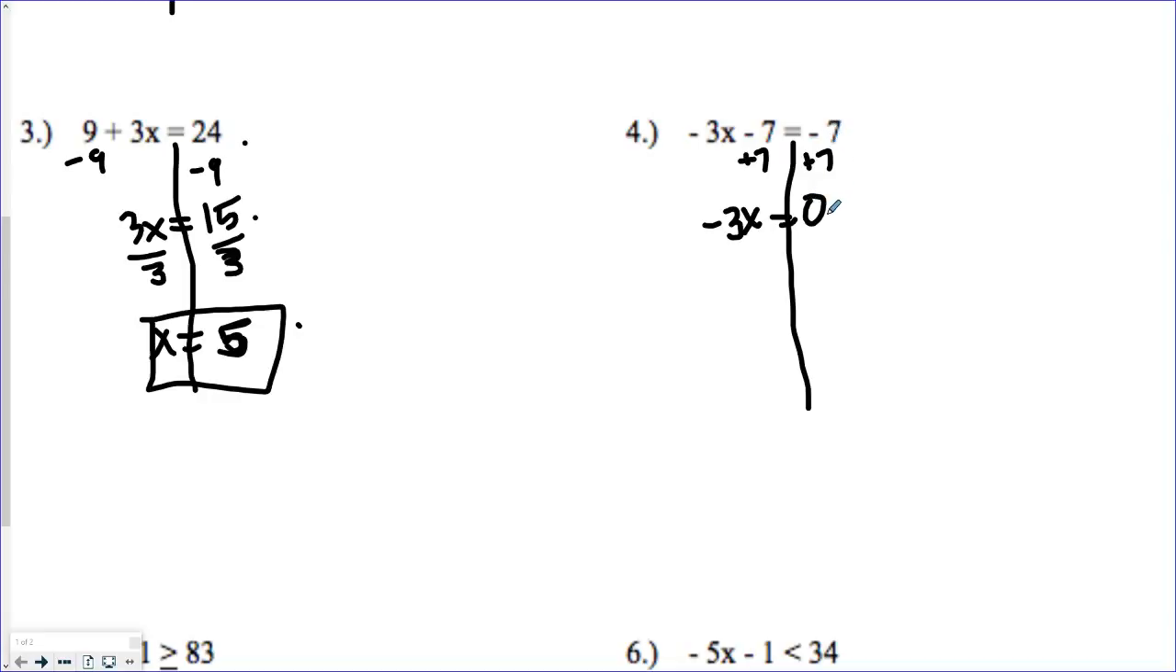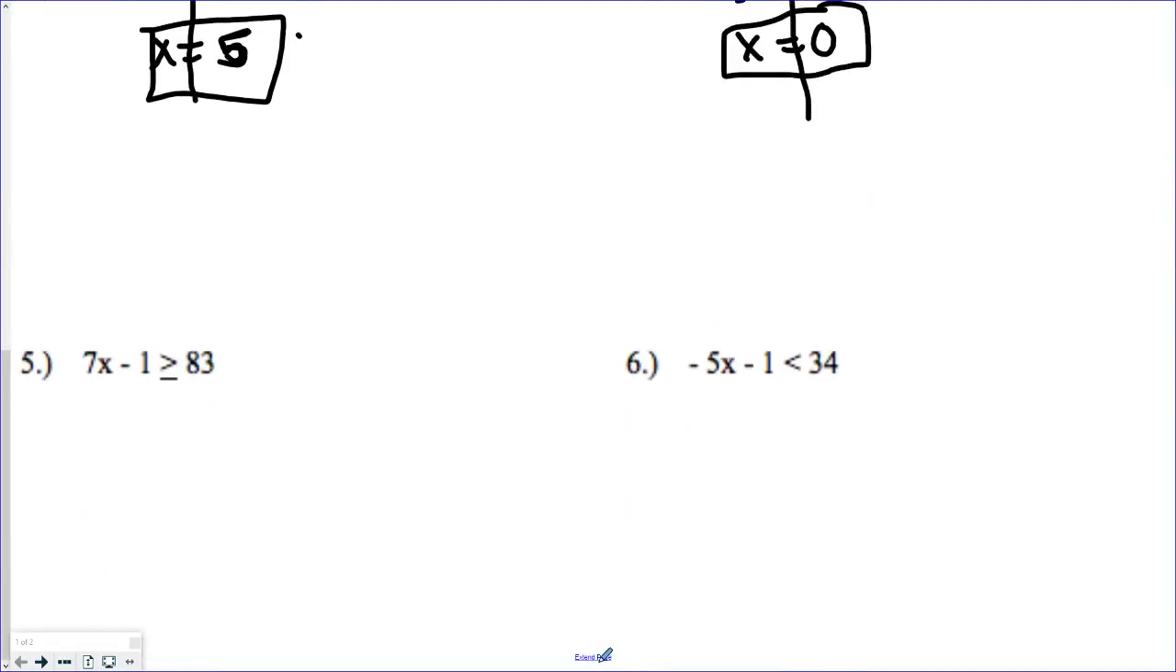Negative 7 plus 7 is 0, so you write down the 0. And then you divide by the negative 3 just like you normally would. Divide by negative 3, divide by negative 3. And you get your answer of x equals 0, which is a perfectly okay answer. Sometimes x can equal 0, but you have to write it down. You will always have two sides. You will never magically lose one side. You will always have to maintain two sides, even if one of them becomes 0, which they can, and that's fine.